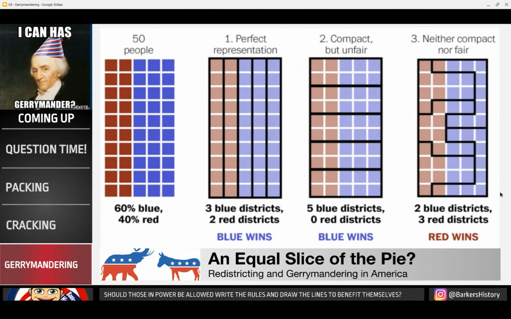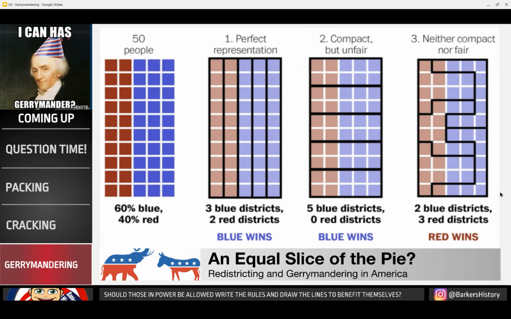So let's look really quickly, and I'm going to give you a nice visual chart here. We found this on the internet a few weeks ago, and this does a really great job of giving you an example of how you can gerrymander. All right, so on the left over here, we have 50 people. Let's say 50 people live in your district. 60% of them are for the blue team, and 40% of them are for the red team.